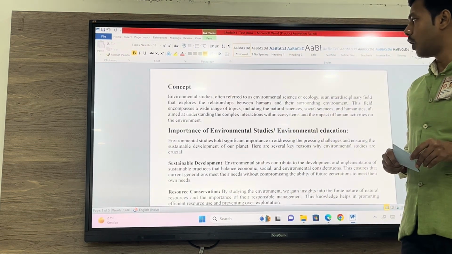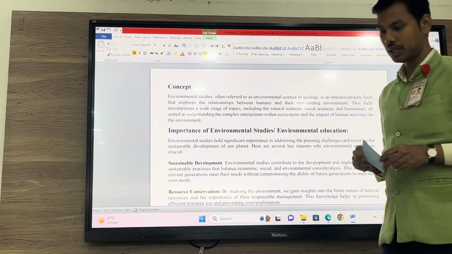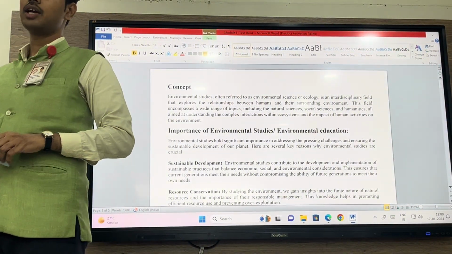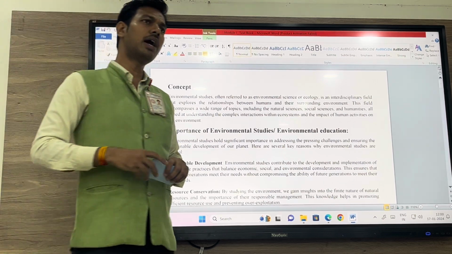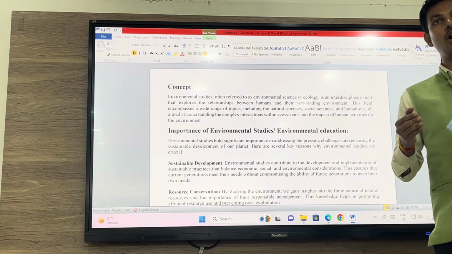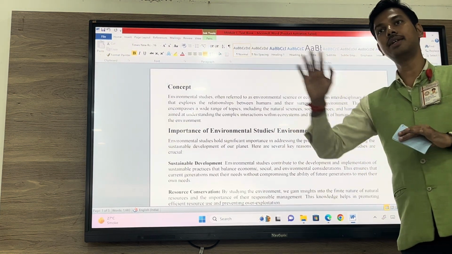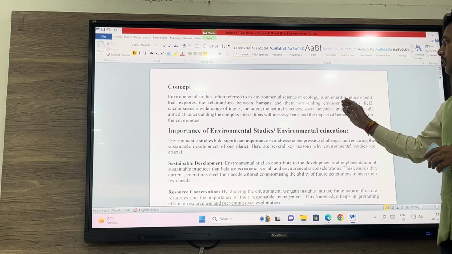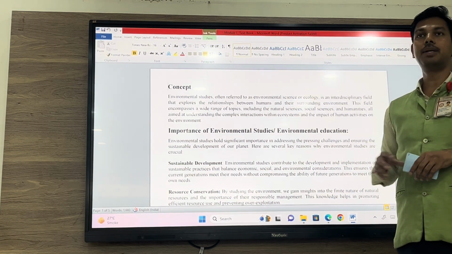Module 1 of Environmental Studies. So let us start with the first concept, and the first concept is environmental studies. What is environmental studies basically? Environmental study is a study of human interaction with the nature. So the interaction of human and its surrounding is nothing but environmental studies.